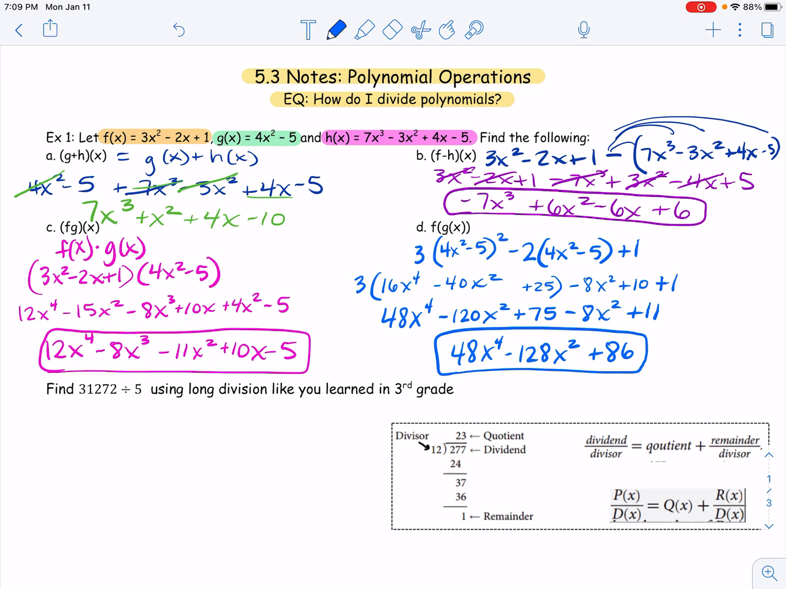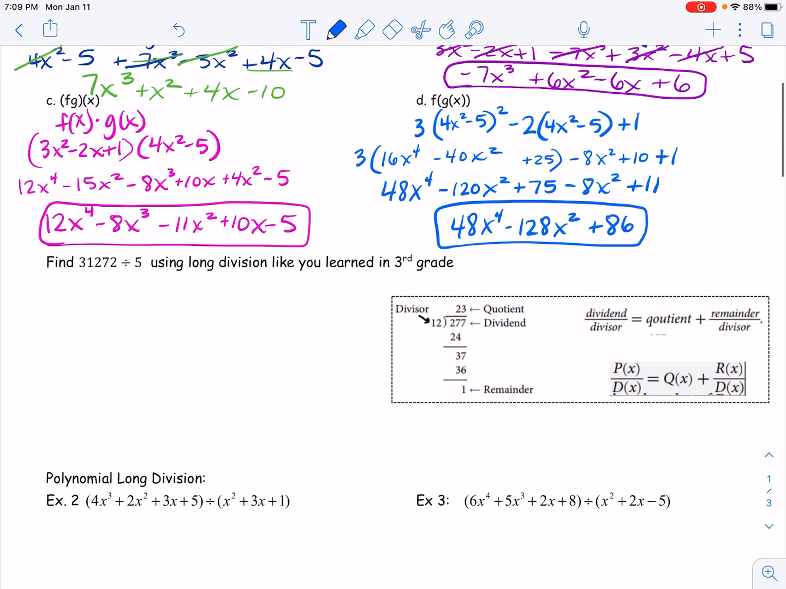And so now we get to that division, which I said is going to take up the majority of today's lesson, just because it's probably more challenging than adding and subtracting and multiplying. But if we remember how to long divide just numbers like we did back in third, fourth grade, it really is the same process when you do it with polynomials. So let's practice that first.